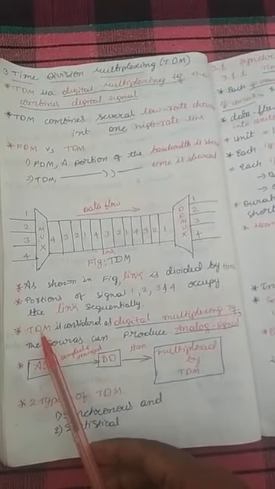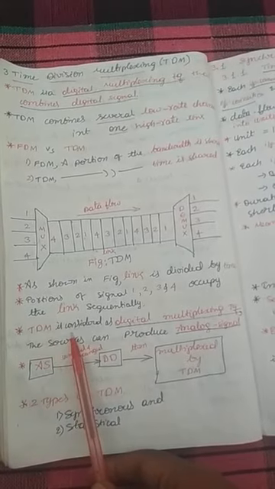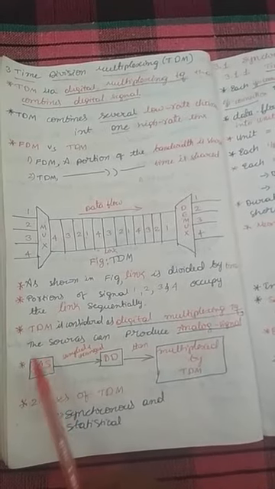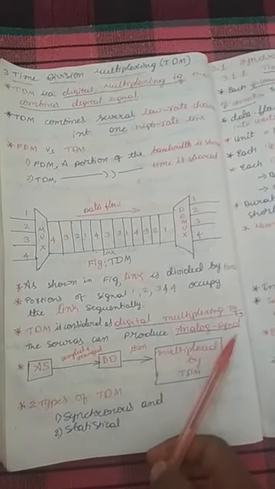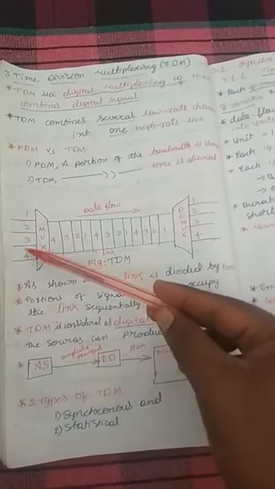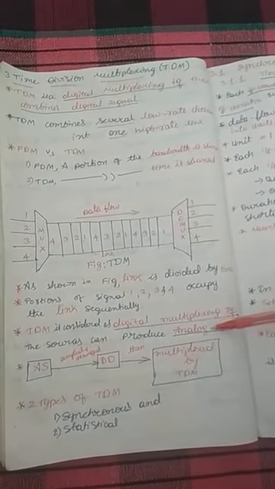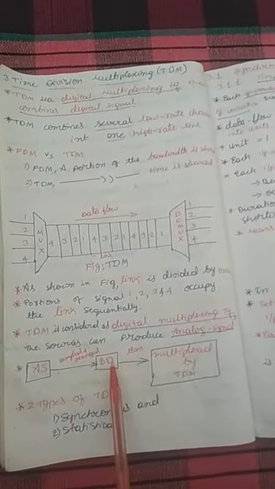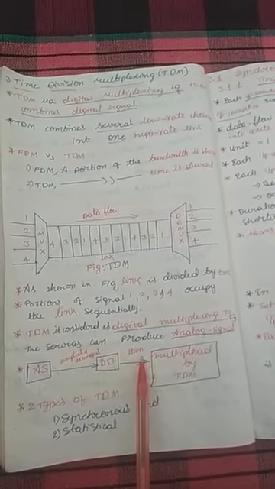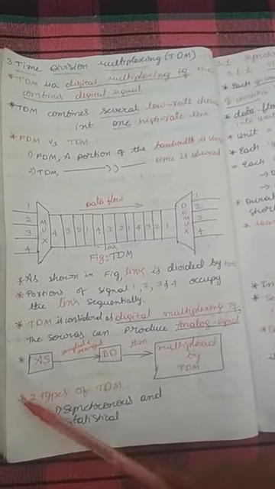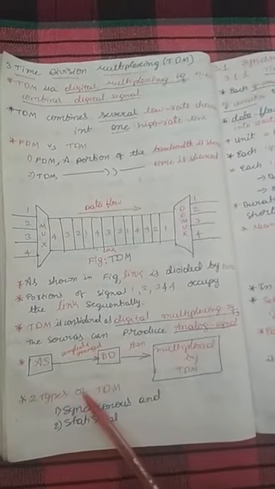Okay. I told that here TDM will take input as digital signals, but sometimes the source can produce an analog signal. Means sometimes the source, this side, these signals may be analog signals. So here we have to convert these analog signals to digital data, then you have to multiplex by using TDM.